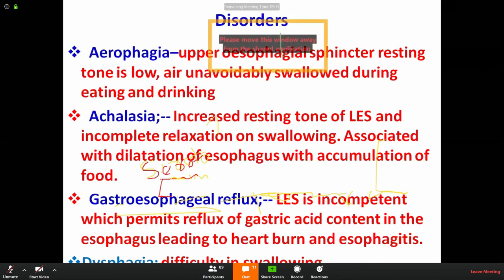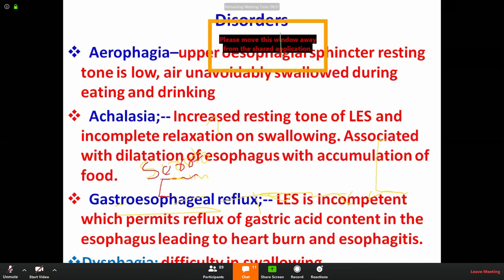Then there is gastroesophageal reflux. The tone is decreased in the lower esophageal sphincter, so the gastric contents come towards the esophagus, which leads to heartburn and esophagitis. Then there is another term known as dysphagia. Dysphagia is difficulty in swallowing.